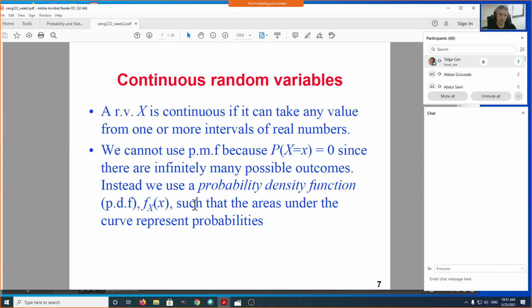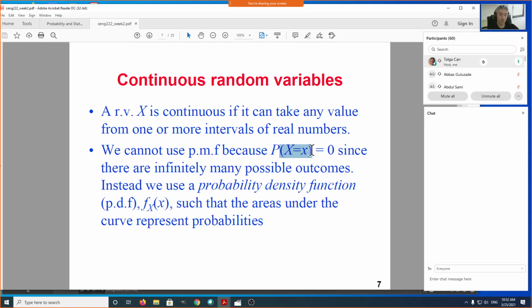Now, we are going to discuss continuous random variables later in chapter 4, but these two slides are like a heads up on how we will discuss them. I already mentioned these, so I'm going to repeat. This is a repetition of what I already said in the previous hour.